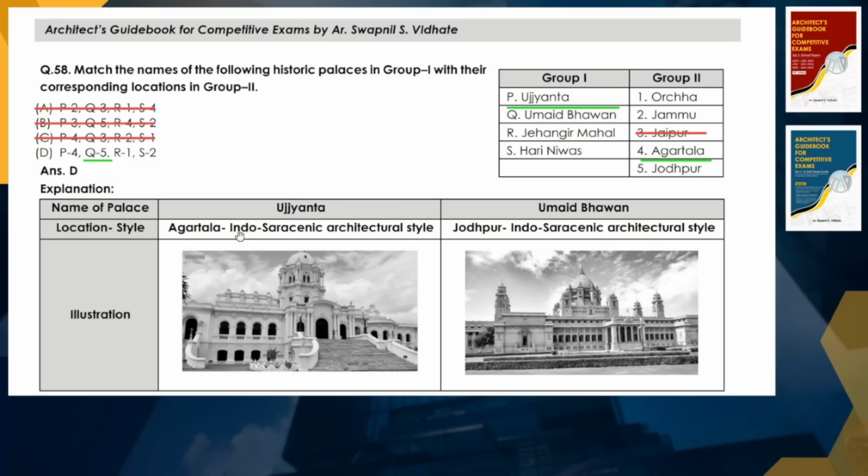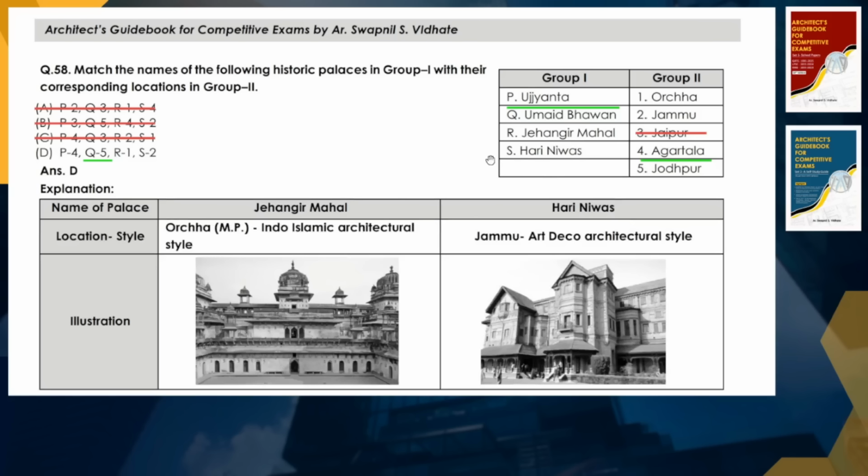Then the R, that is Jahangir Mahal, it is situated in Orchha, that is in Madhya Pradesh. The architecture style is Indo-Islamic architecture style. The palace which is mentioned at S, Hari Niwas, it is associated with the last king of Kashmir, known as Raja Hari Singh, and the palace is situated in Jammu.